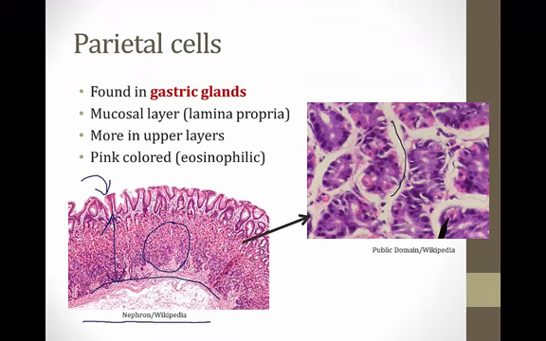And if you look in the zoomed in picture over on the right, you can see that there are channels within these glands that deliver gastric juice to the stomach, and the channels are lined by different cell types. And one of these cell types is this pink cell type right here, and that is a parietal cell. Parietal cells are eosinophilic, so they appear pink when you look at them under the microscope.